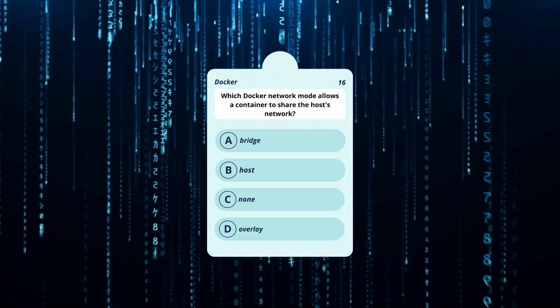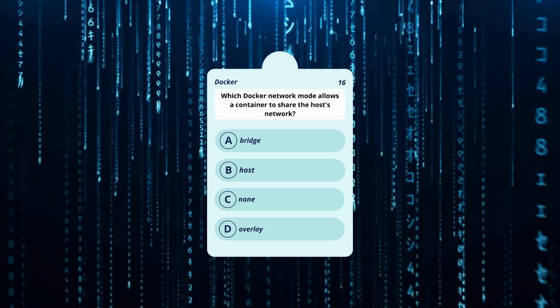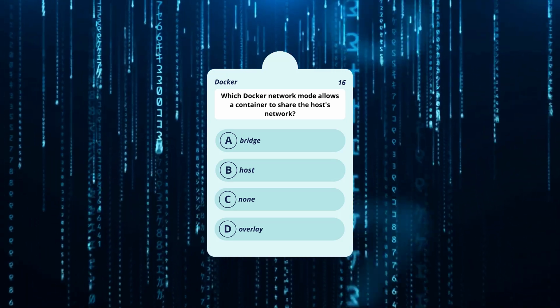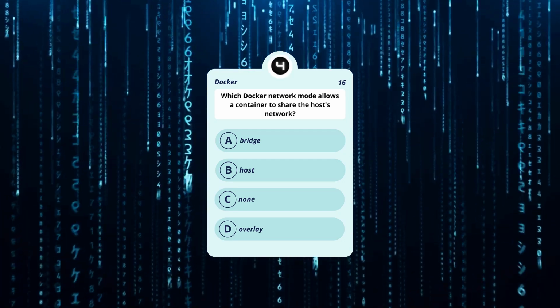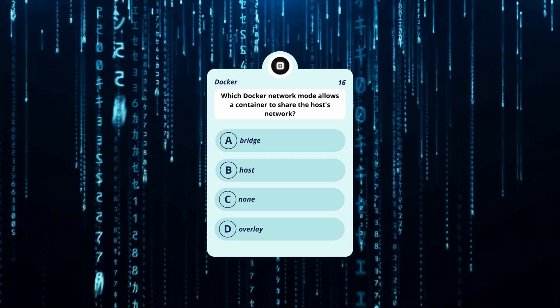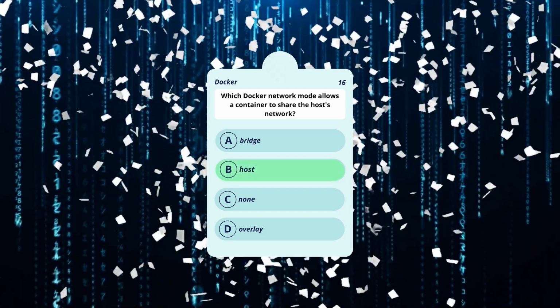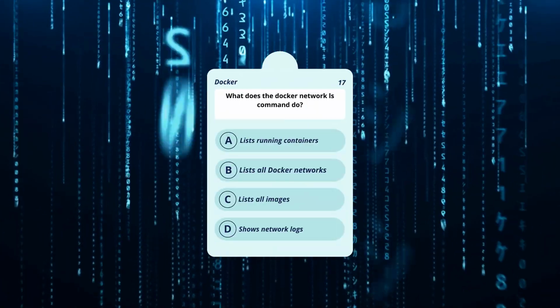Which Docker network mode allows a container to share the host's network? A. Bridge. B. Host. C. None. D. Overlay. Answer: B.